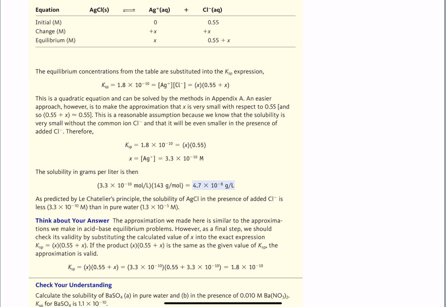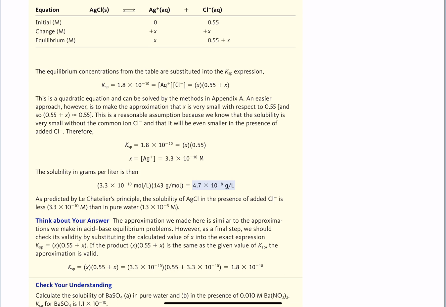Will it make a difference or not? And of course, your KSP is 10 to the minus 10th. And if you multiply that by 100, which is our standard, 2 zeros in 100, two significant digits, you get 10 to the minus 8th. And 10 to the minus 8th is still way, way, way smaller than 0.55. So we can ignore the plus X, which simplifies the math.